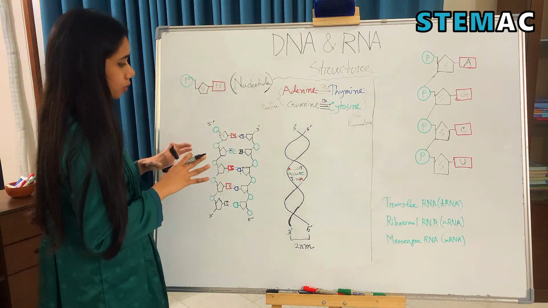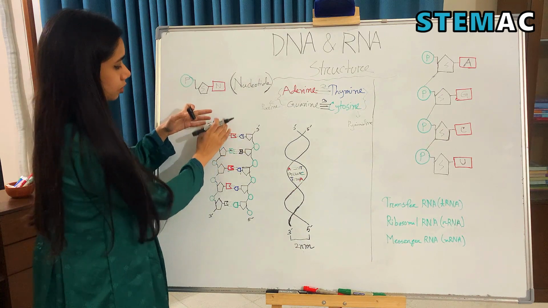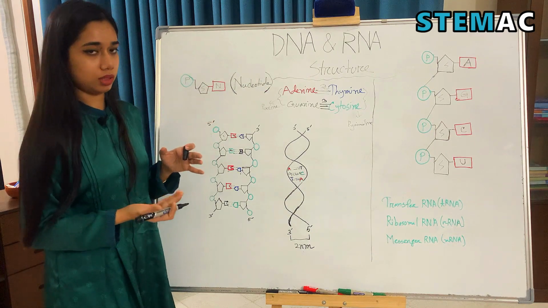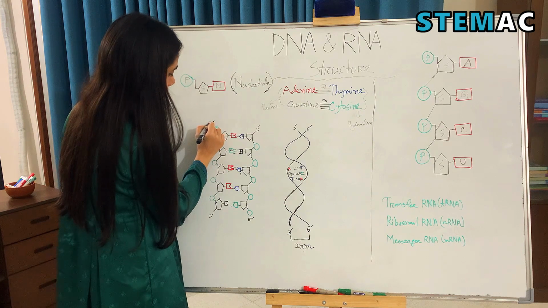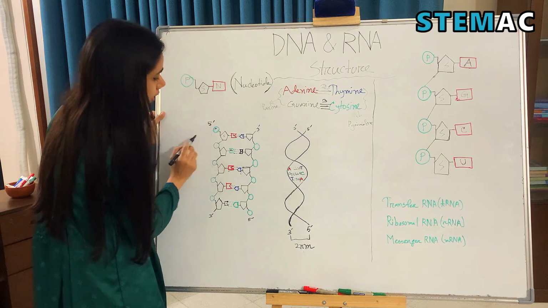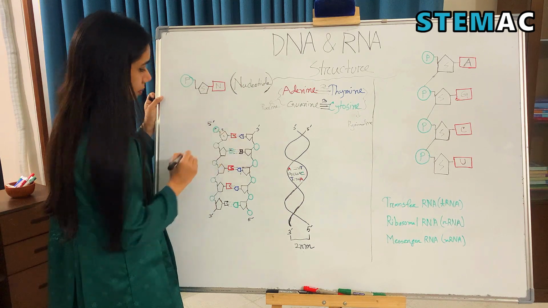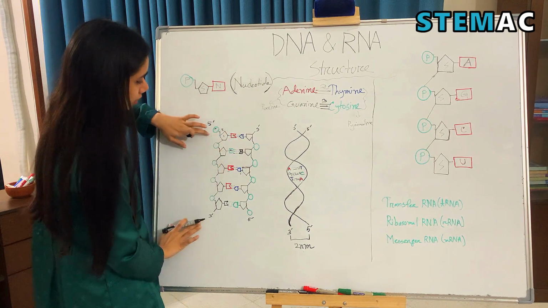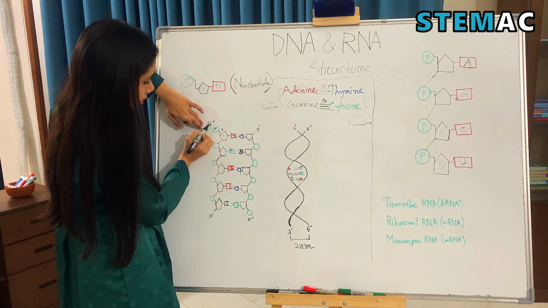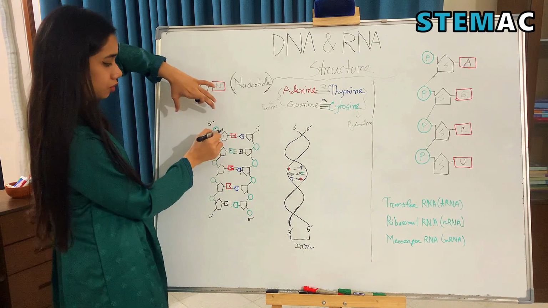Now we need to know another interesting fact: the two polynucleotide strands of DNA are anti-parallel to each other. How is that? Here we can see this phosphate group, and we know that the phosphate group is bound to the 5th carbon of the pentose sugar. In this strand, the phosphate group is at the top, so this is the 5' end of this strand, because the 5th carbon is at the top and the phosphate group is bound to that 5th carbon.